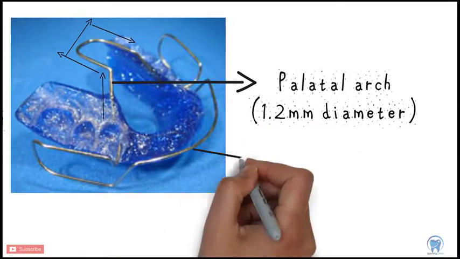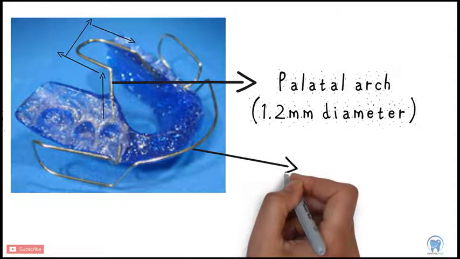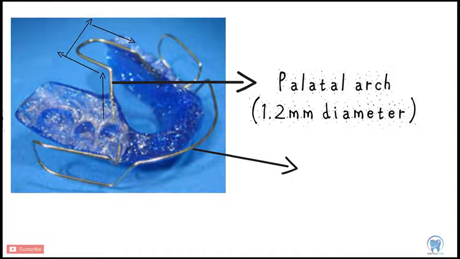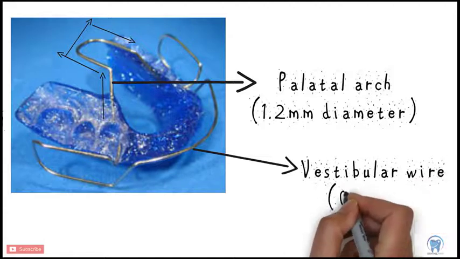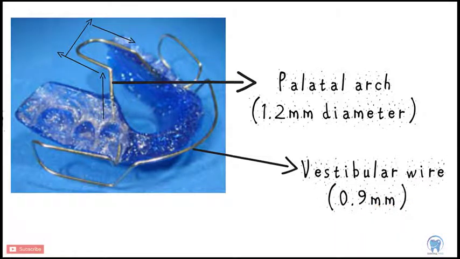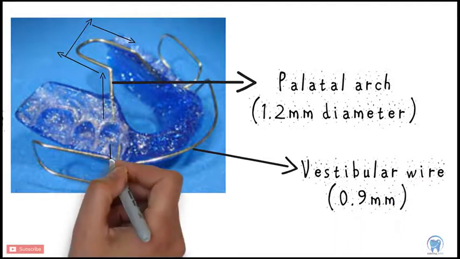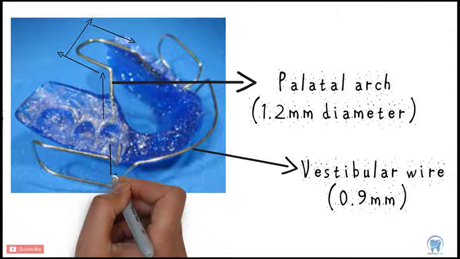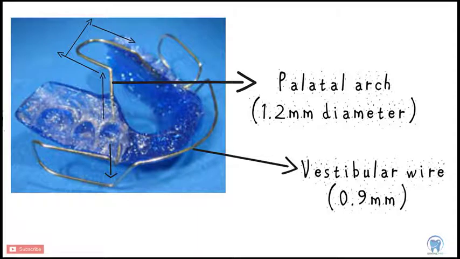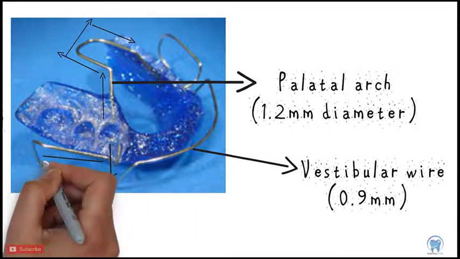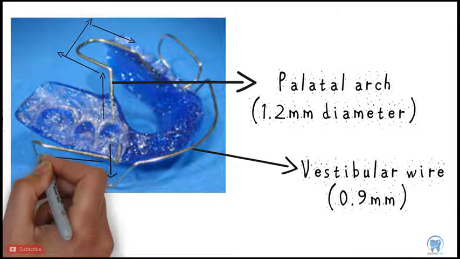The second part of the wire component is the vestibular wire. In the diagram, this is the vestibular wire. It is made up of 0.9 mm stainless steel wire. It emerges from the acrylic below the contact point between the upper canines and premolars. It rises vertically and is bent at right angles to go distally along the middle of the upper premolar crowns.